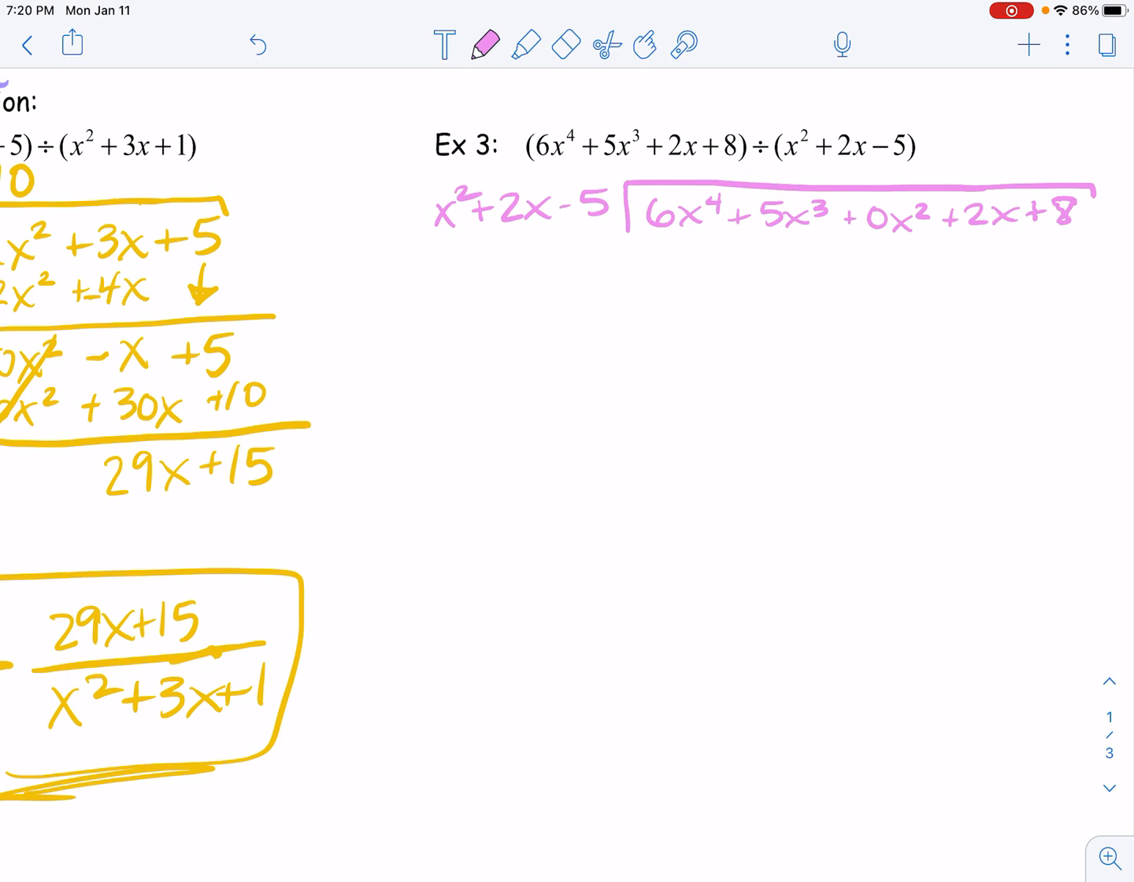Okay, so here we go. How many times does x squared go into 6x to the 4th? And that would be 6x squared. Let me drag this down just a little bit.